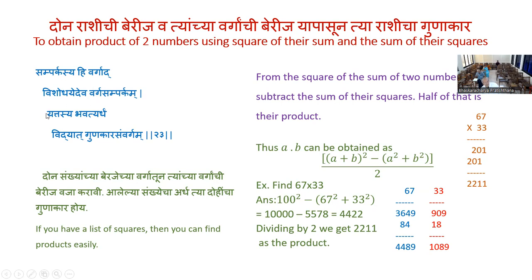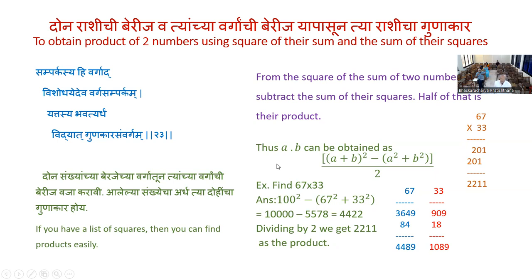Once you do the subtraction, then yat tasya bhavati ardham. So whatever half of that, ardha is half. So yat, whatever its half, that is vidyat. Vidyat means one should understand that as gunakara samvargam. So you are taking together these two numbers. So that is their product. Product of the two numbers is understood as samparkasya hi vargat: (a plus b) square minus (a square plus b square), divided by 2. So this is the formula given using squares.